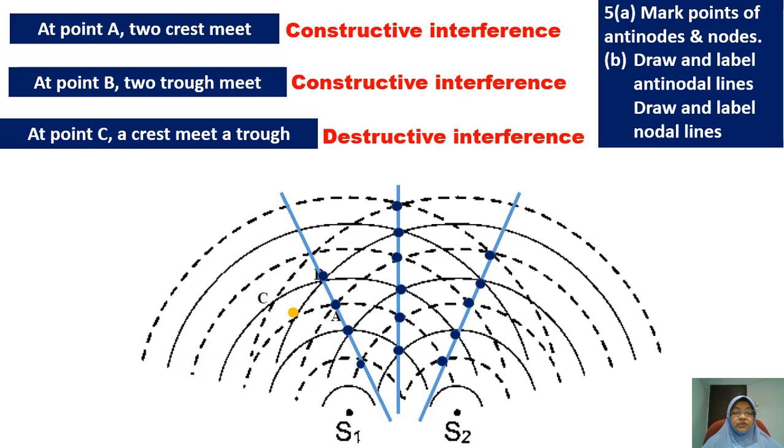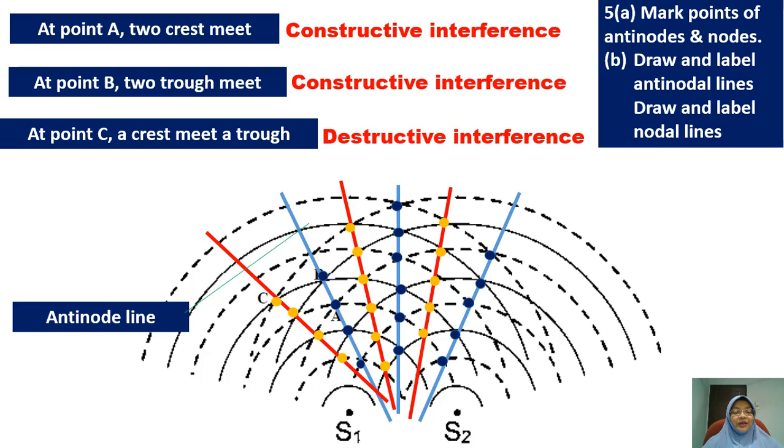Now we move on to the second one: the yellow points represent the node points. So this is the nodal line. Again, these are node points, and this is the nodal line. So we try to label it.